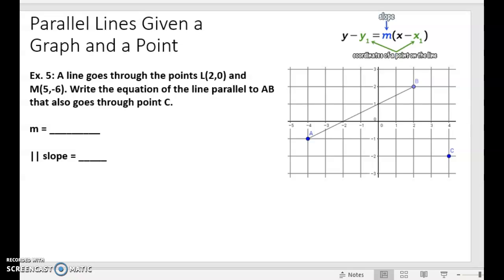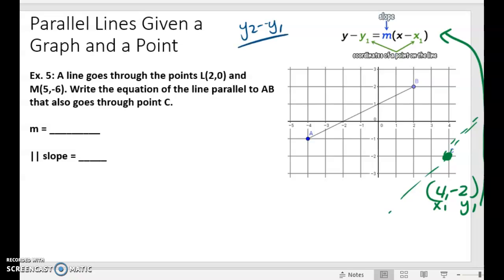Okay, and just one other type of representation is I can give you a graph. So if I give you a graph, again, the first thing you have to do is solve for the slope. I also want the line through a point, so I know that it's going to automatically look something like that. So this point right here, that (4, -2), that's going to be the x1, y1 that I plug into my formula all the way up here at the top. But I need the slope of this line. And I can do that by doing y2 minus y1 over x2 minus x1 and using points A and B.